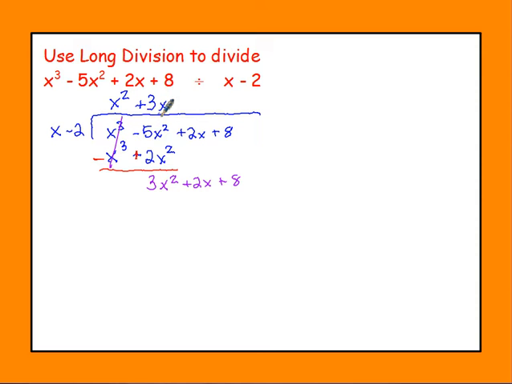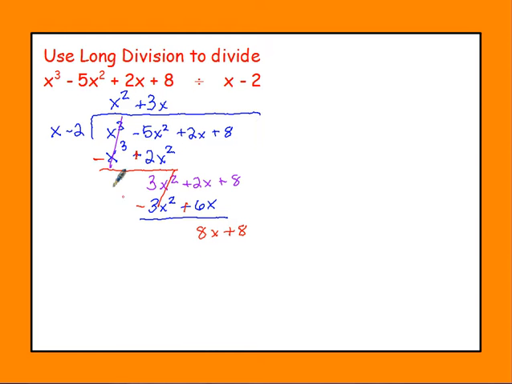Notice I wrote a plus sign. So then do it again. Multiply. 3x times your divisor will give me 3x squared minus 6x. And I want to subtract, but the way I subtract again is changing the sign. So this was positive becomes negative. This was negative becomes positive. Notice that these are going to cancel. And I have a 2x and a 6x. Combined like terms, that'll be 8x plus 8.